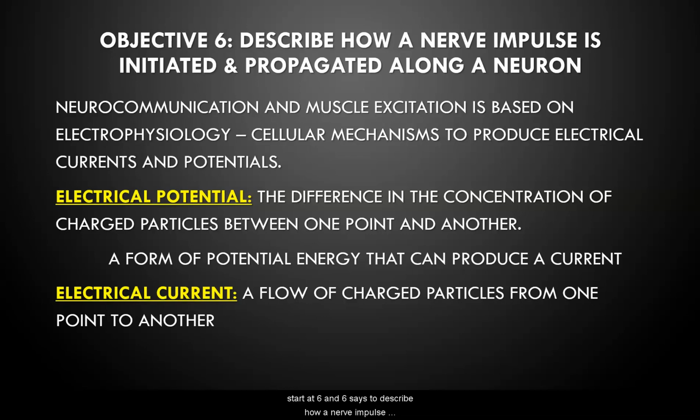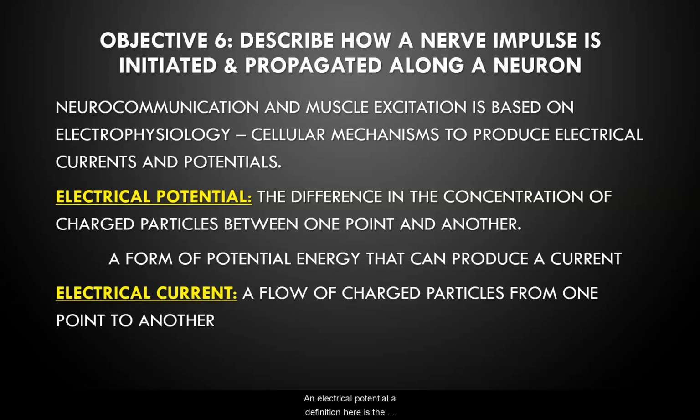So we'll start with Objective 6, and Objective 6 says to describe how a nerve impulse is initiated and propagated along a neuron. And so neurocommunication and muscle excitation is based on the idea of electrophysiology, which is essentially cellular mechanisms that produce electrical currents and electrical potentials. So let's get definitions for electrical potential and current.